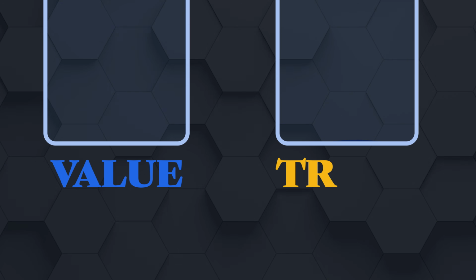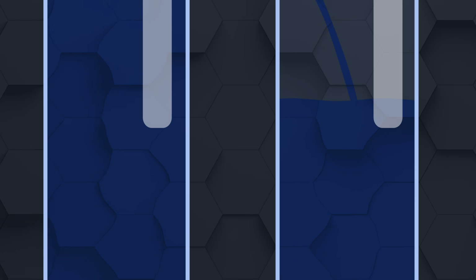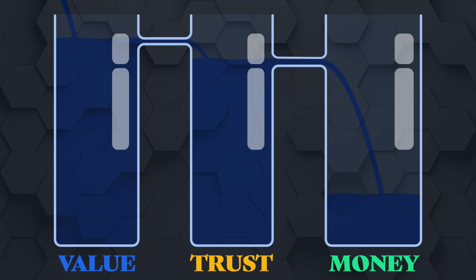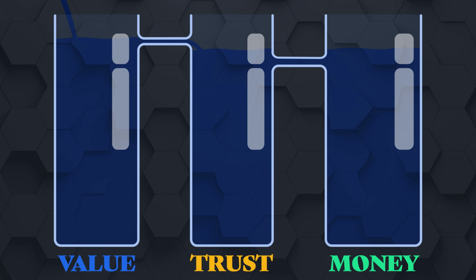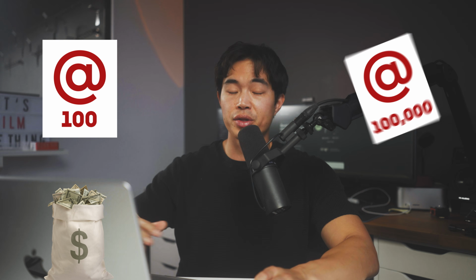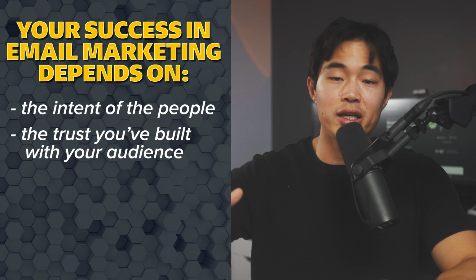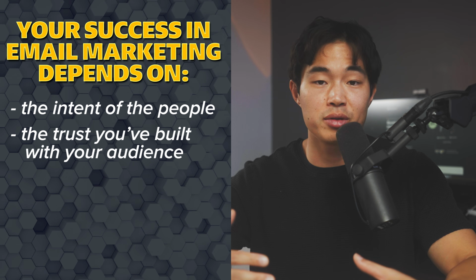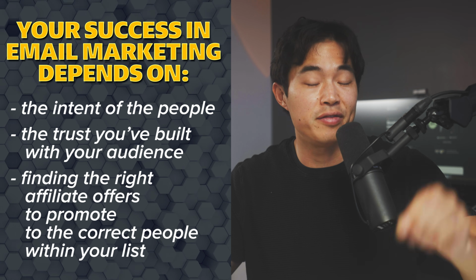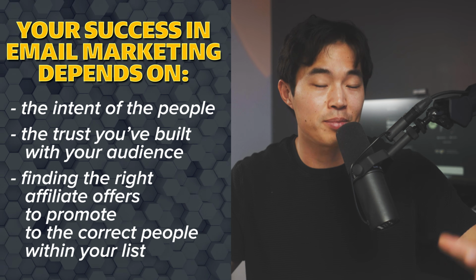And the last thing is, again, it's value driven, right? Everything when it comes to affiliate marketing is value and also trust. When you give value, you build trust. When you build trust, that's when people actually want to listen to your suggestions, your recommendations, and they'll actually convert with your affiliate offers. So yeah, essentially you can have an email list with 100 people that makes a lot more money than an email list with, let's say, 100,000 people. It all depends on the intent of the people, the trust that you've built with your audience, and that comes from giving value, as well as finding the right affiliate offers to promote to the correct people within your list.